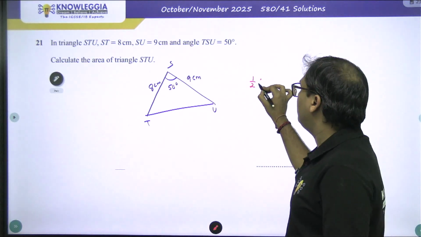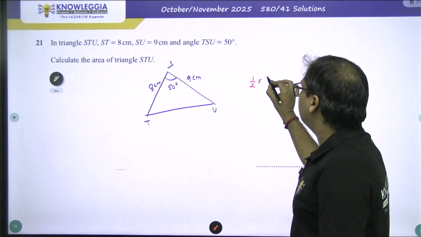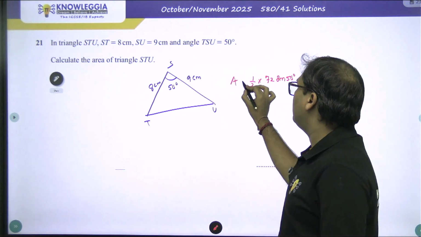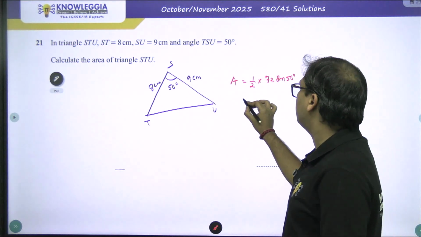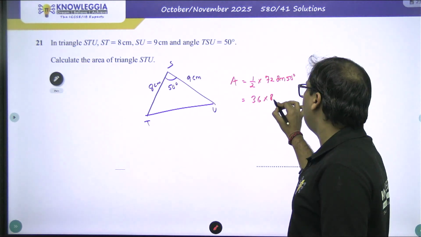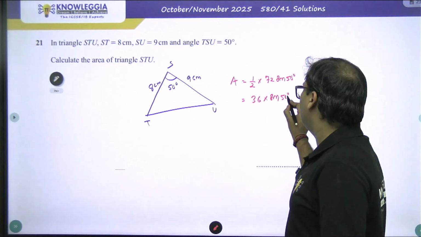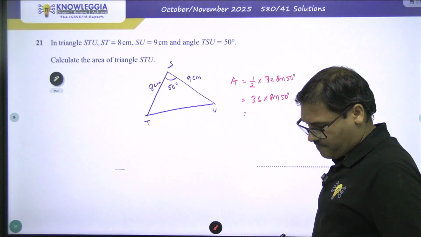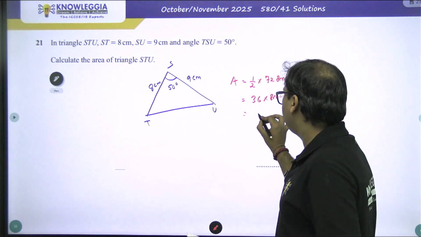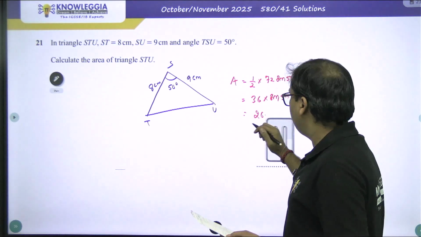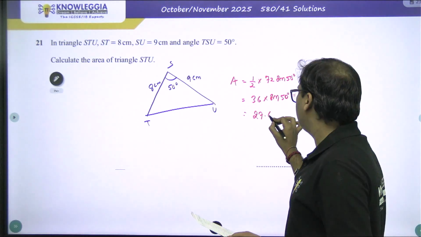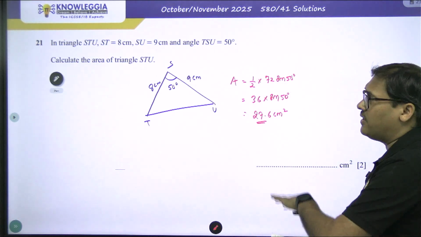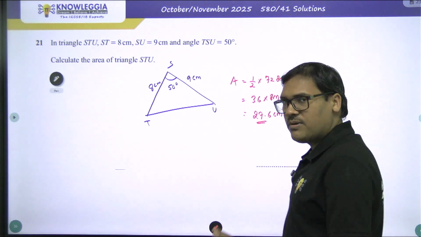So this is 1 by 2, the product of the sides, that is 72, into sine of the angle between them. That will be the area of this. So you can see this is 36 into sine 50 degree. Just find the value of sine 50 degree. You will find the answer, which is equal to 27.6 centimeters. That will be the answer to this question. You can round accordingly. Okay. So this is again a simple formula based question.